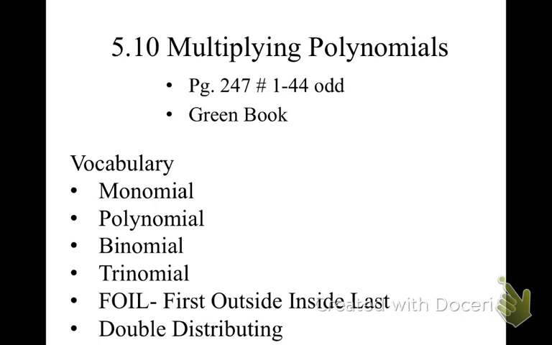Some information, some vocabulary that I want you to know for this is monomial, polynomial, binomial, trinomial, FOIL, which represents first, outside, inside, last, and double distributing. The last two basically mean the same thing.